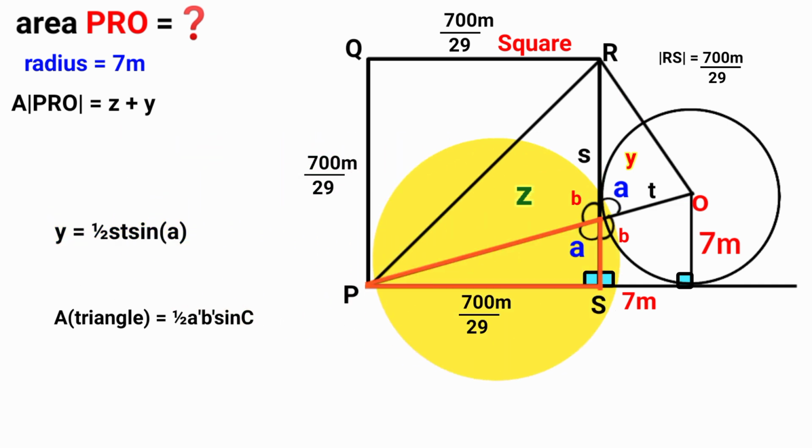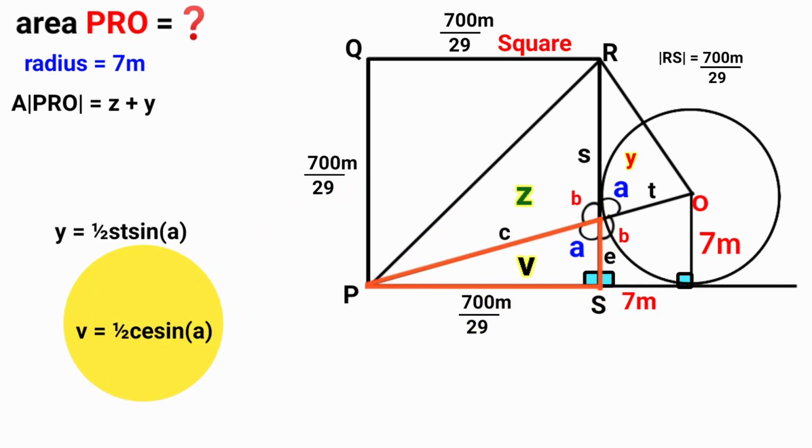The same is for this triangle here. Its area can be calculated by half the product of the length of this side, say C, and this side, say E, multiplied by the sine ratio of this angle. Let's assume its area to be V. Therefore, V equals 1 over 2 CE sine A.